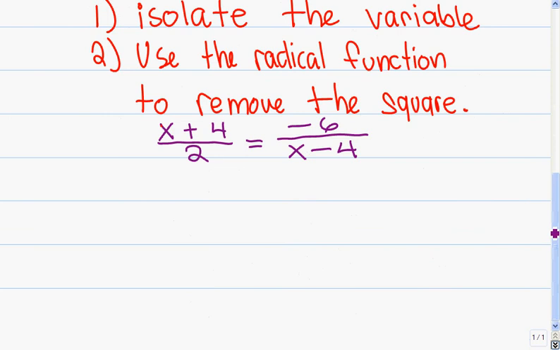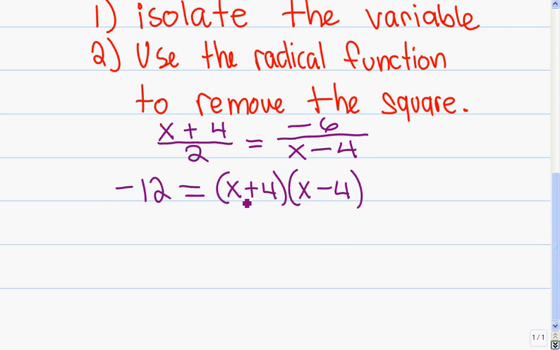Before I isolate the variable, before I do anything, I've got to cross multiply because I have two fractions, one on each side of the equal sign. So that means I've got to cross multiply. I'm going to multiply the 2 times the negative 6. That's going to give me negative 12. And I'm going to multiply x plus 4 times x minus 4.